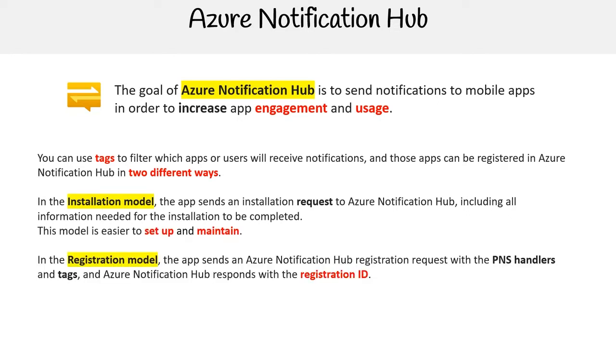And then from there, we have the registration model. So the app sends an Azure Notification Hub registration request with the PNS handlers and tags, and Azure Notification Hub responds with the registration ID. It's great for native or generic templates that can be used in order to define the message.